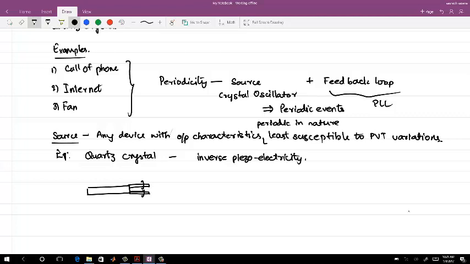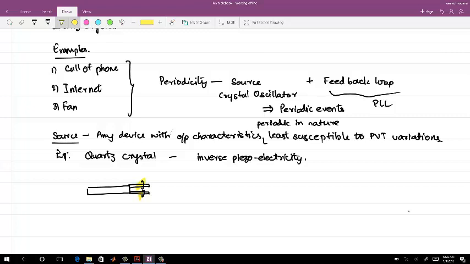So what happens is you see these two plates, right? You apply the electric field on the two sides of the crystal, and when you apply the electric field, it actually deforms the shape. The shape changes, and then you remove the electric field. At that time, it regains the shape, and it creates an electric field in the surrounding, and that electric field gets converted into voltage, and you take that voltage, amplify it, and feed it back.